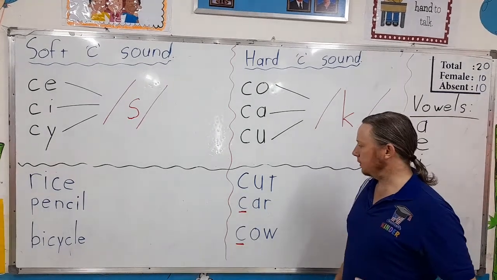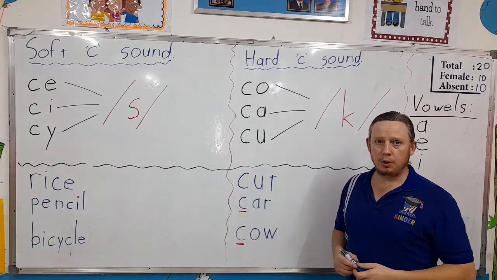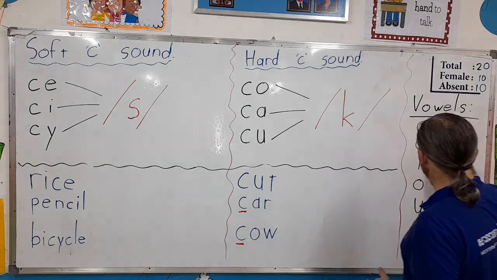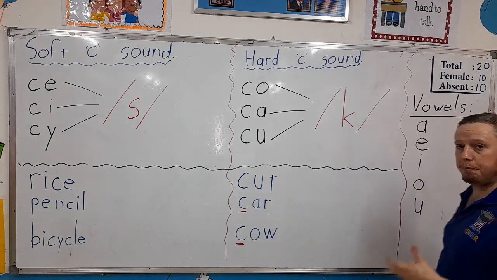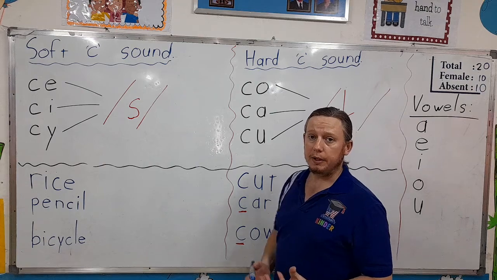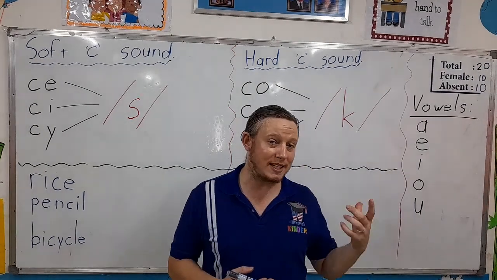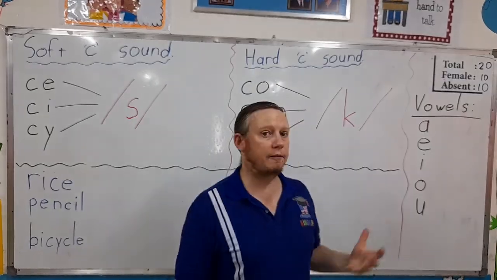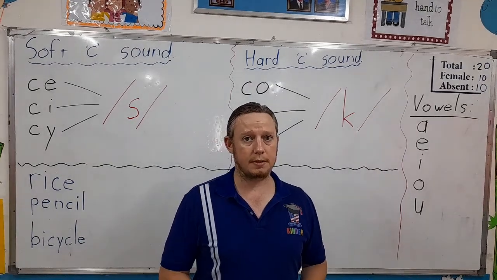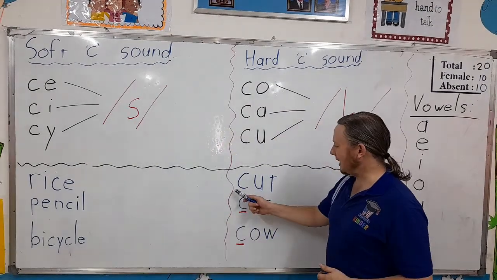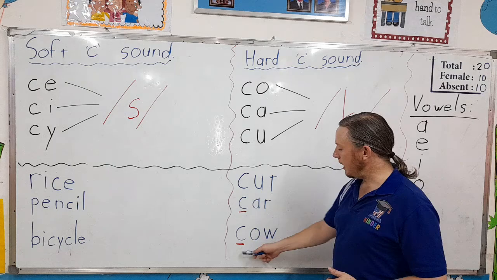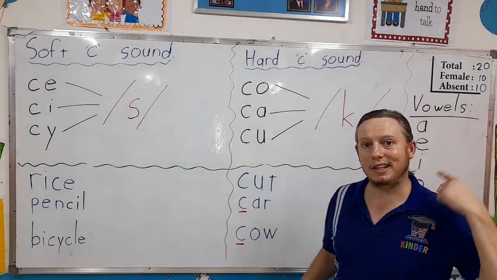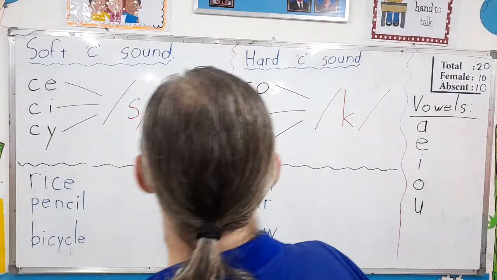Cow. Okay. So, what I want you to remember is often we practice with our vowel sounds, and that comes up a lot in English because those are the ones that we remember easiest for our spelling, because every word has got a vowel sound in it. Okay, so we got cut, car, and cow. Cut. That's nice and easy.